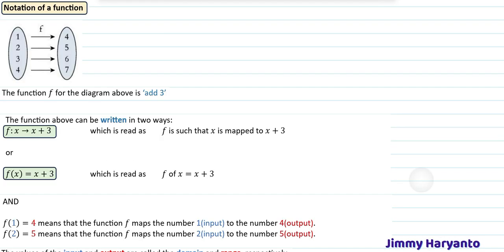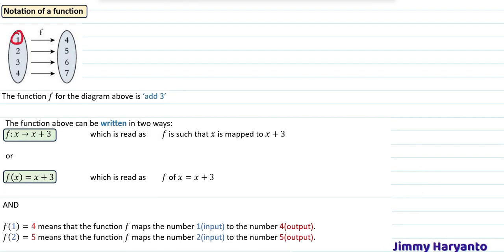And then for the 1 and the 4, you can write it as f in the brackets 1 equals 4. That means the function f will map the value of 1, or we can say 1 as an input, to the number 4, or you can say an output or the result. And then for the 2 and 5, you can write it like this: f2 equals 5. That means it will map 2, the input, to the number 5, the output.